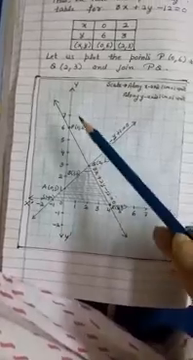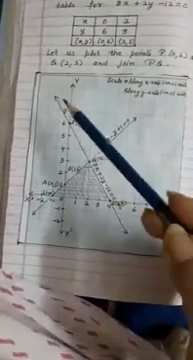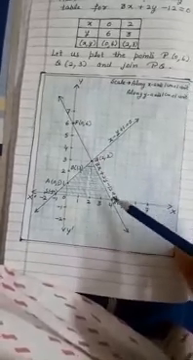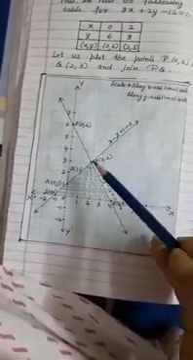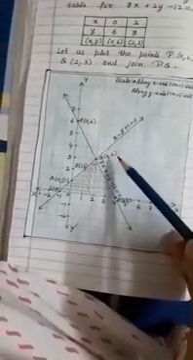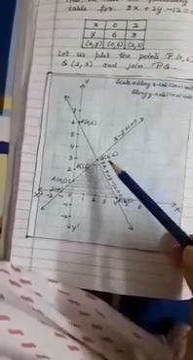We have to plot the points P and Q. By joining them, we again get a straight line. We have to write the equation of this line. These two lines are intersecting at this point, which is called the solution of these two lines. But here what to do? We have to shade the area made by these two lines and the x-axis.